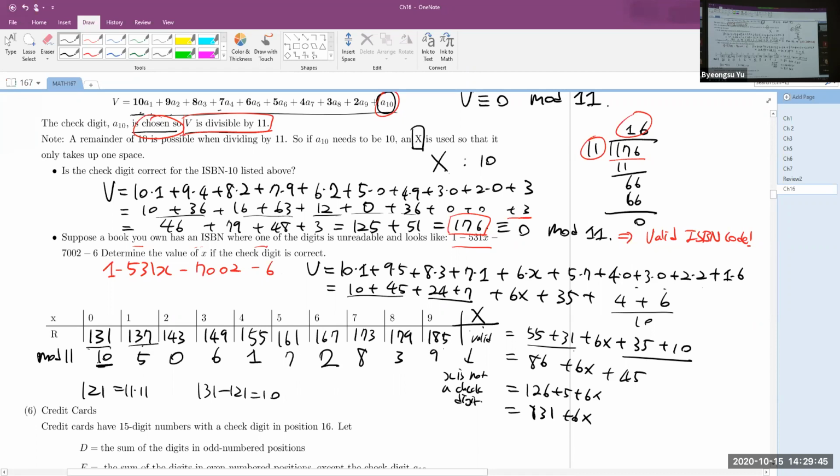So in this case, this one is valid because the value should be 0 mod 11, right? So in this case, your X should be 2 from this region. Does it make sense? Or do you have any question?